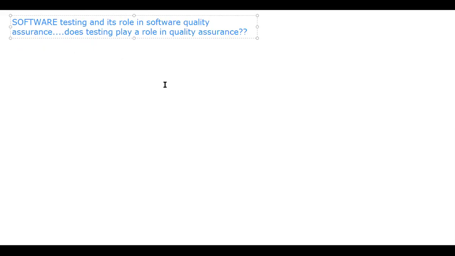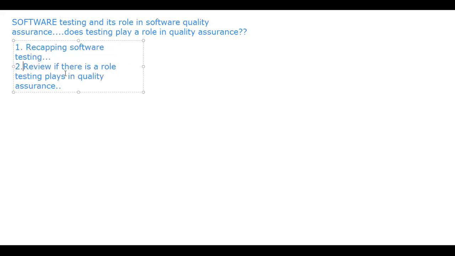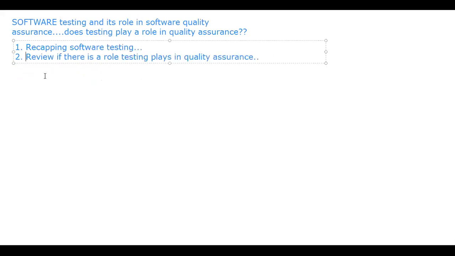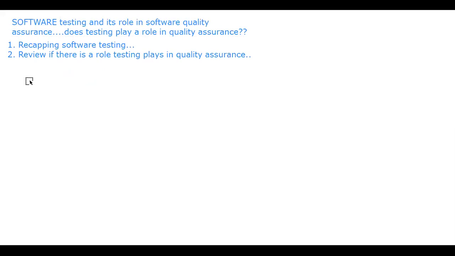And first of all, we have to remind ourselves what is testing. So the way we shall cover this is by recapping software testing. And then we review if there is a role testing plays in quality assurance. So that is what we have to do first today. First of all, we have to recap. Then secondly, we have to review. We have to discuss, does testing play a role in quality assurance? So that's what we want to look at today, and it will be a very interesting aspect.